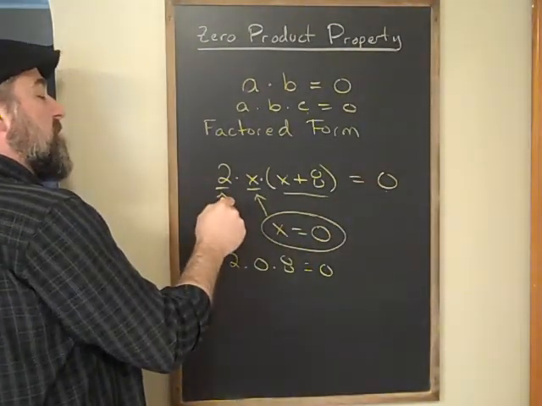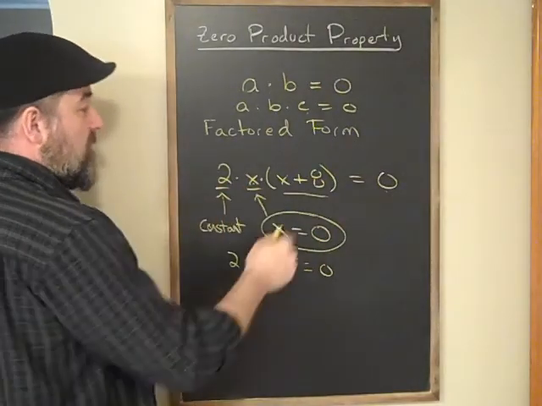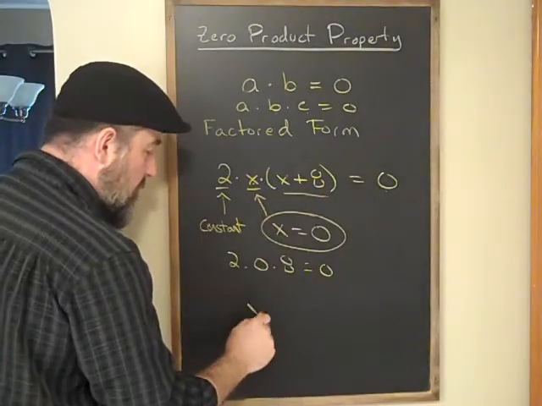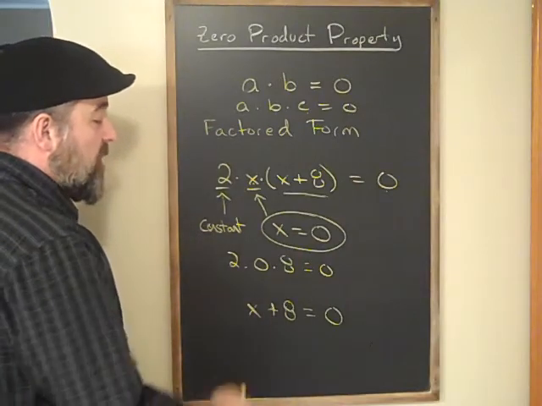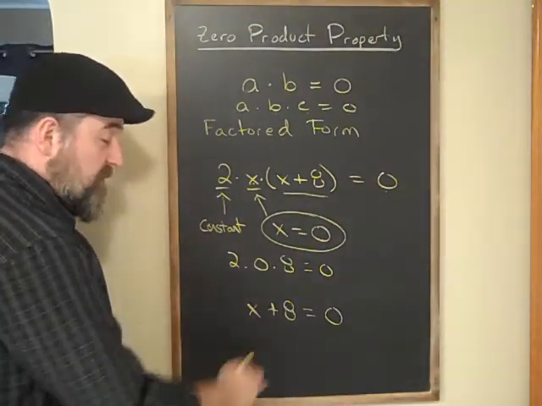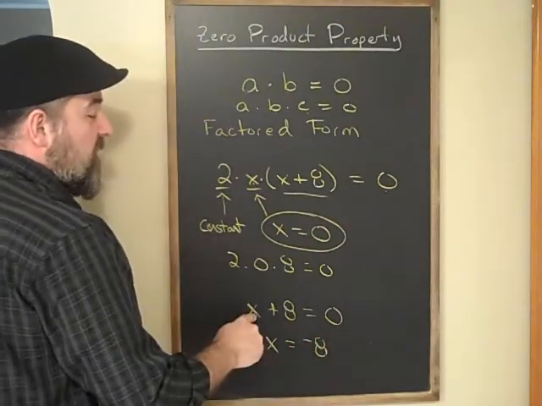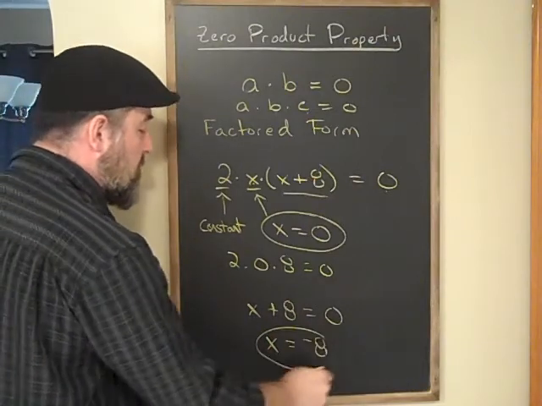So there's nothing that makes the 2 be 0. When x is 0, x is 0. We have to now figure out what makes this whole factor be 0. So what makes x plus 8 equal to 0? Well, hopefully you remember if you add opposites, you get 0. So x equals negative 8. If x is negative 8, negative 8 plus 8 is 0. So this is a solution.